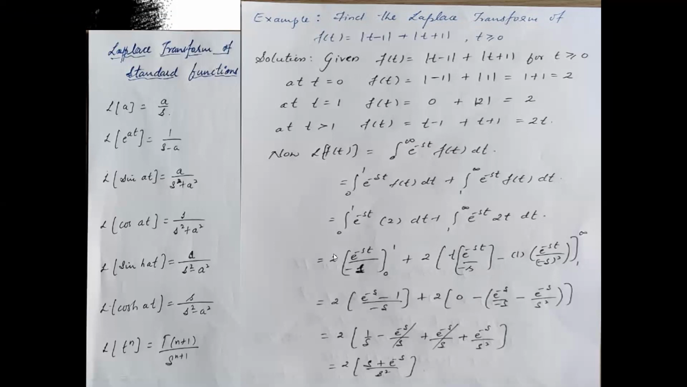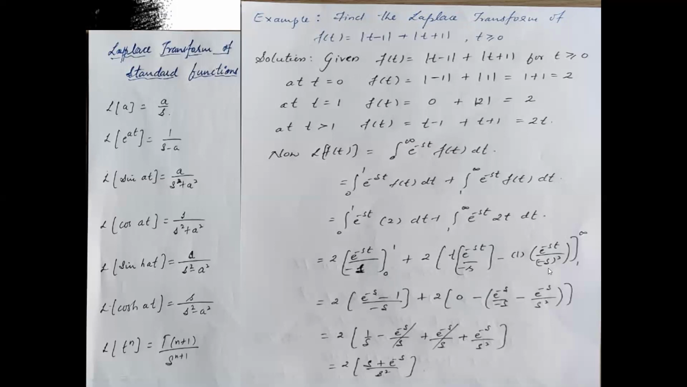Now let us put the limits. If you put 1, then e raised to minus s. For t we are substituting the value 1, it becomes e raised to minus s. And if you put 0, it becomes 1, since e raised to 0 is 1. So minus, the lower limit will give 1, divided by minus s, plus 2 constant outside. Now if we put infinity here, e raised to minus infinity is 0. Again in the second term also, e raised to minus infinity is 0. So for the upper limit both the terms will give us 0.